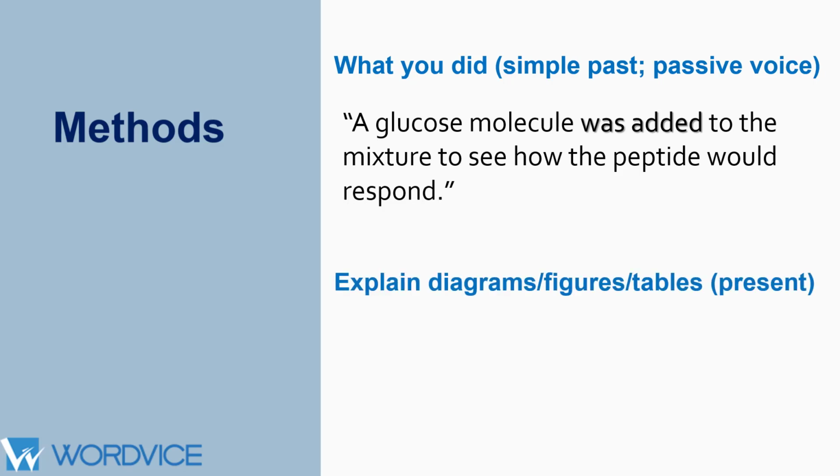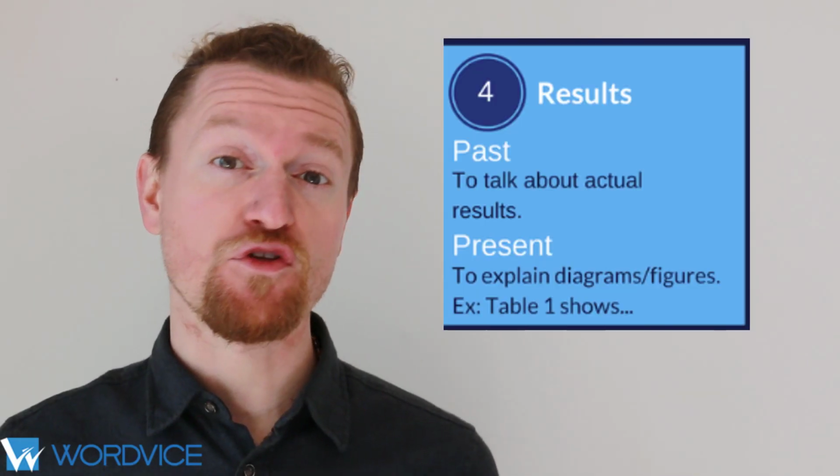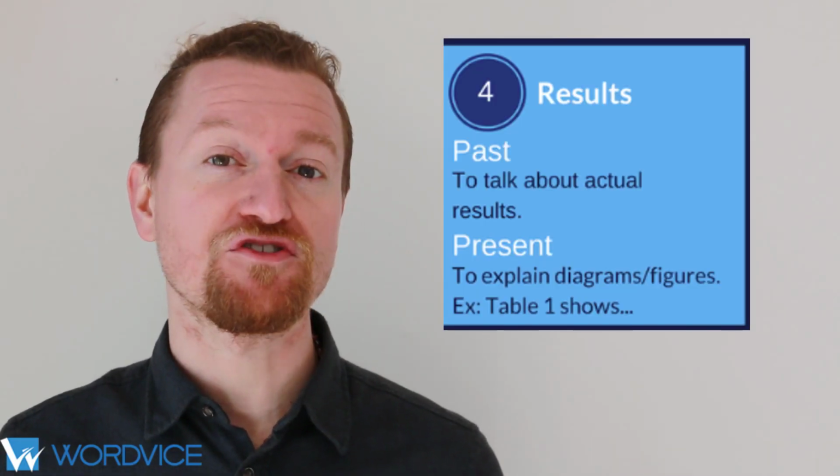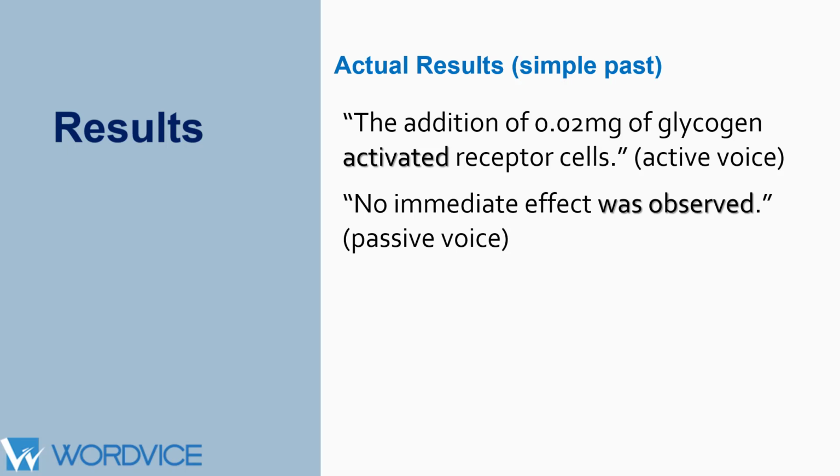Use the present tense when explaining diagrams, figures, tables, and charts. Table 5 displays the results of this first isolated test. The verb tenses used for the results section are quite similar to those used for the methods. Use the past to talk about actual results. The addition of 0.02 milligrams of glycogen activated receptor cells. No immediate effect was observed.